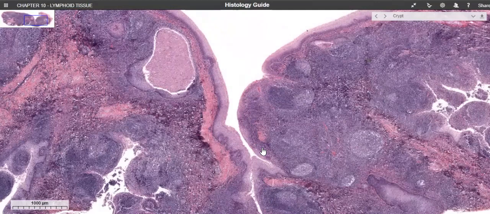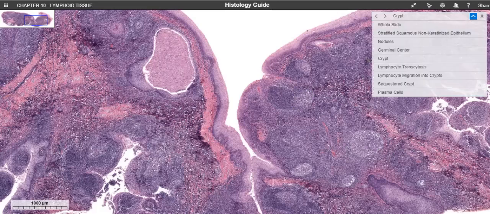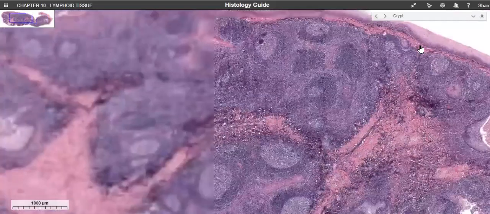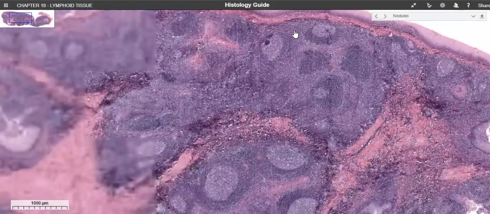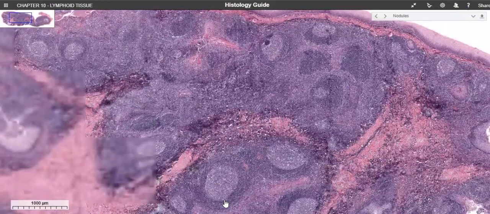So it has aggregations of lymphatic nodules. Like this is an aggregation of lymphatic nodules. Maybe we should magnify it more. The nodules. Yes, here they are. Like this is a nodule. You can see there are very many aggregations of lymphatic nodules.